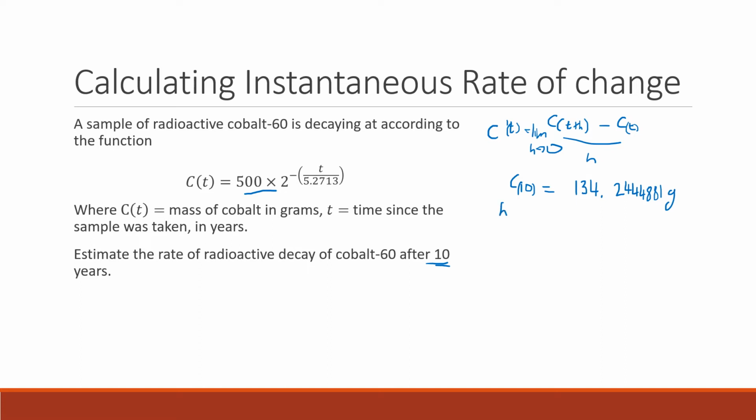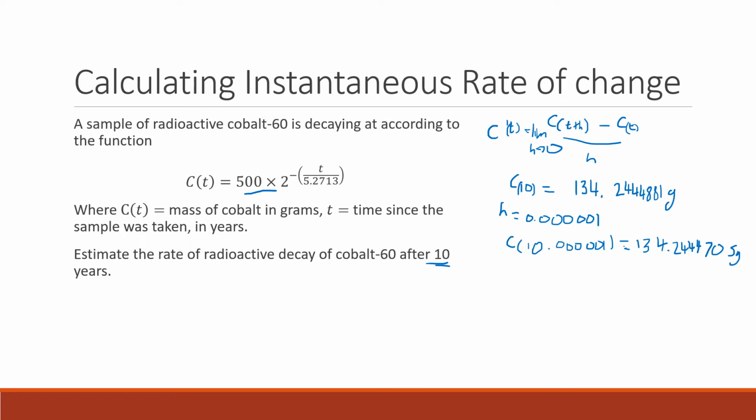Now what I'm going to do is let h equal 0.000001, so a very small number, about a millionth. Quite small. And so now we're just going to use it in our formula. We're going to find the amount of cobalt after 10.000001 years, and that's actually going to be 134.2444705.